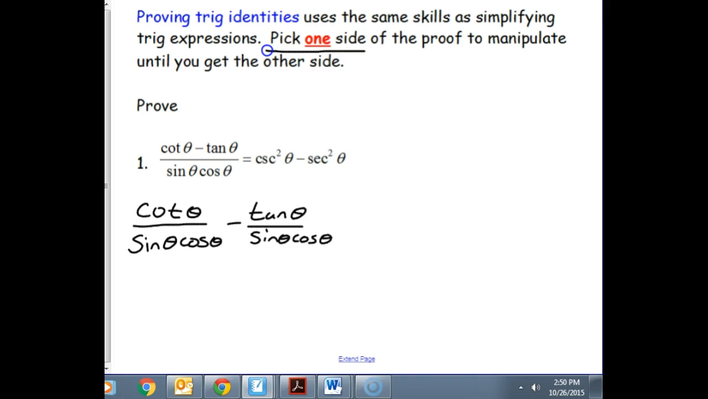Now, this is very, very important. You have to bring down your equal sign. If you do not bring down your equal sign, I will take off points every single time that you forget it. You have to bring down your equal sign. Alright?